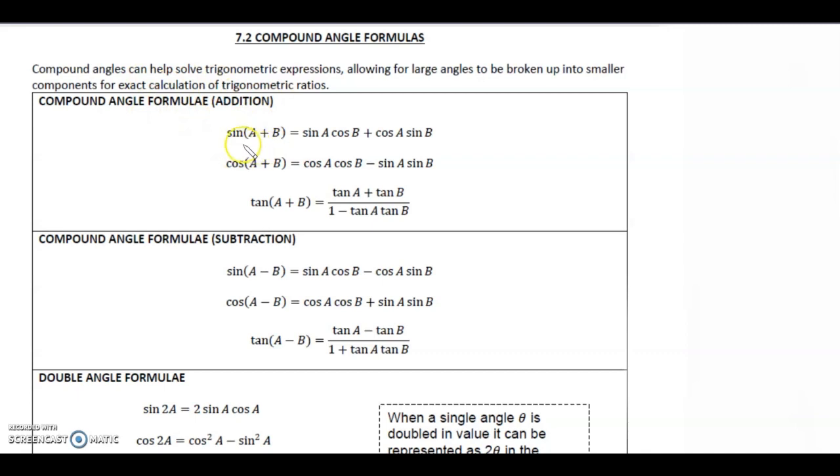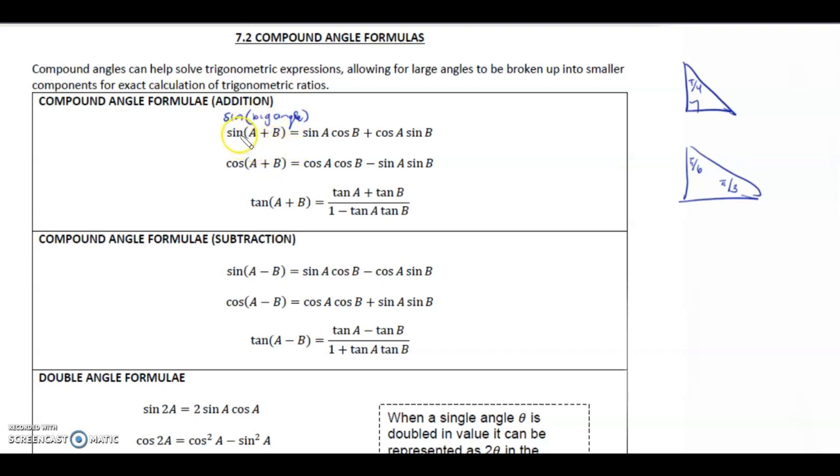So this is what happens, okay? Say we had sine of a big angle. What we can do is we're generally going to look for pi by 4 angles and then pi by 3 and pi by 6 angles as well, okay? So we're going to see if we can break that big angle down into two smaller angles.